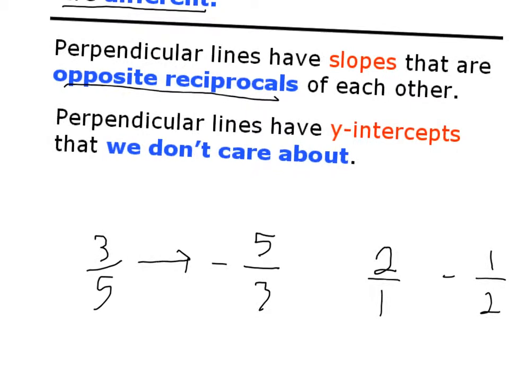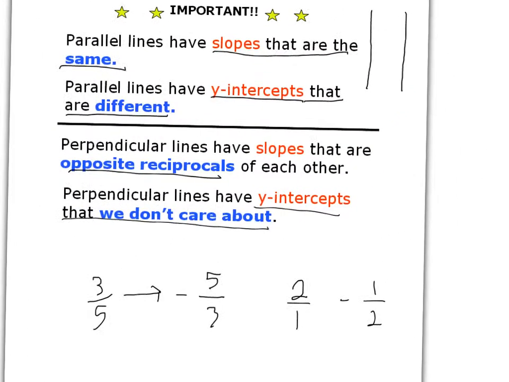Now, perpendicular lines have y-intercepts that we don't care about. It can be the same, it can be different, it doesn't matter to us at all. So here is what we need to remember about parallel and perpendicular lines.